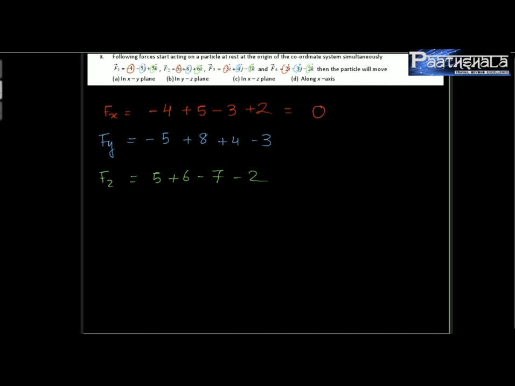The answer of Fy comes out to be -5, -3 and 8 give you 0. So this comes out to be +4. And the answer of Fz comes out to be 5 plus 6, which gives you 11, and 7 and 2 gives you 9. So the answer is +2. So Fy and Fz are non-zero, whereas Fx is 0. So the particle is naturally going to move in the YZ plane. So this is the correct answer, B.